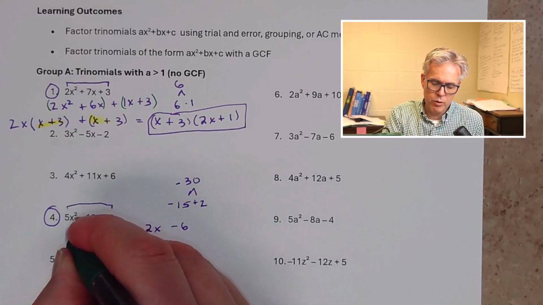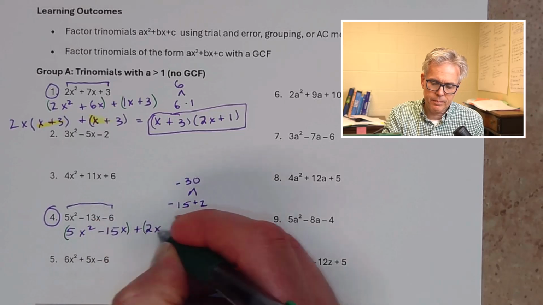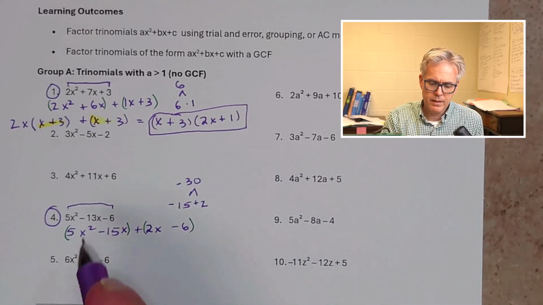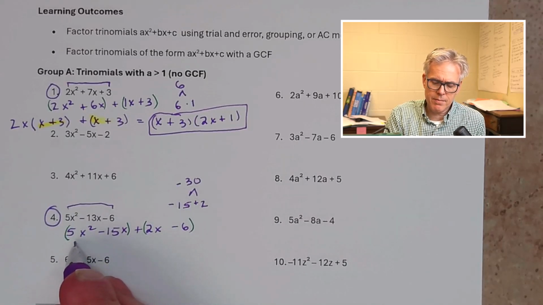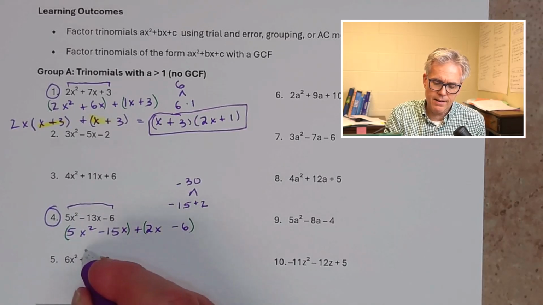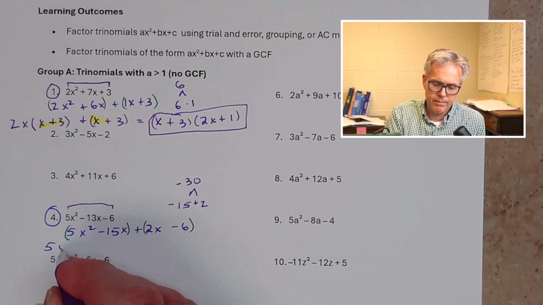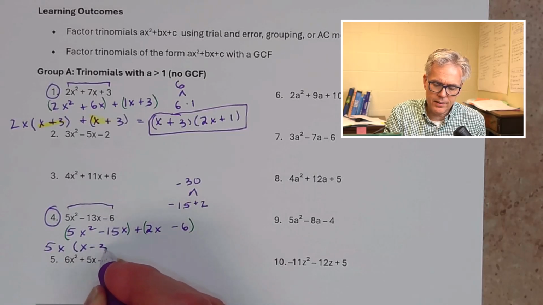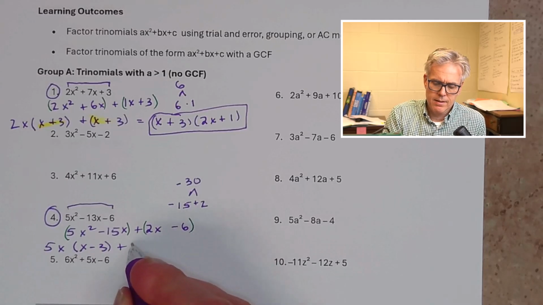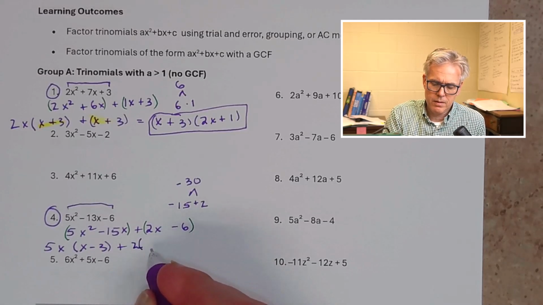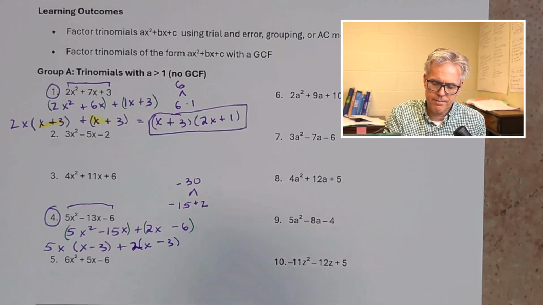And now I'm just going to group up each one of these and pull out my common factor in each group. So the common factor in this first group is going to be 5x. And so what am I left with here? x minus 3, plus, and then what's the common factor in the second group? It's like a 2. And I'm left with x minus 3.